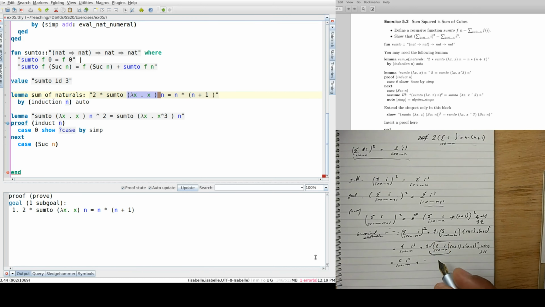So 2 times n times n plus 1, plus n plus 1 squared. Okay, so I'll just call this lem. So this was proven using lem.